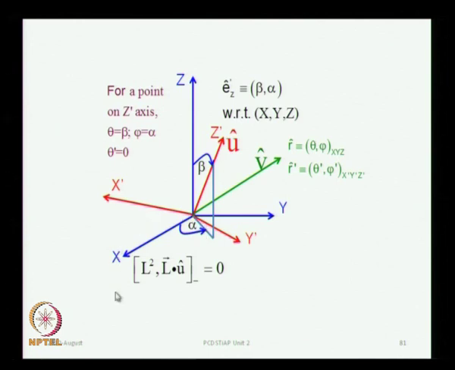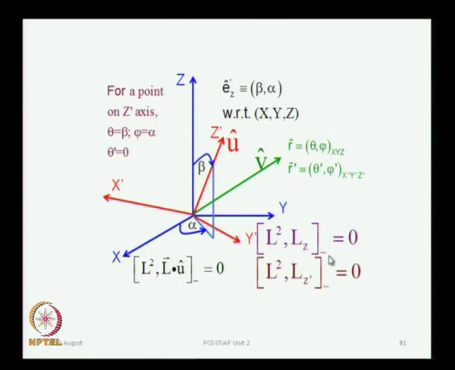Now, we know that you can simultaneously diagonalize the square of angular momentum and also one of its components. It does not matter which component, but one component can be diagonalized, and if that component is along the unit vector u, then you write the commutation relation that L square and L dot u commute. This could be the z axis, in which case you have the commutation L square comma L z equal to 0.